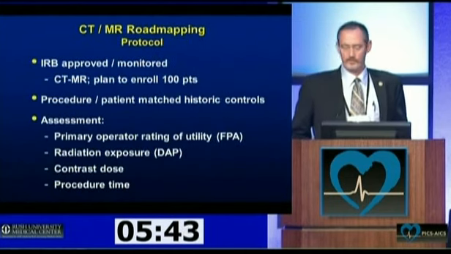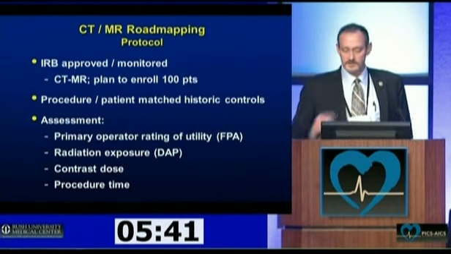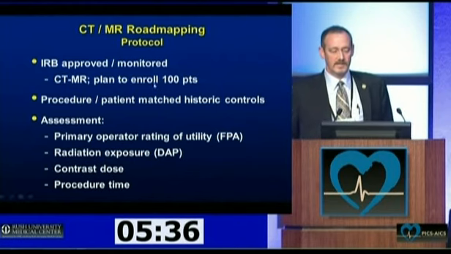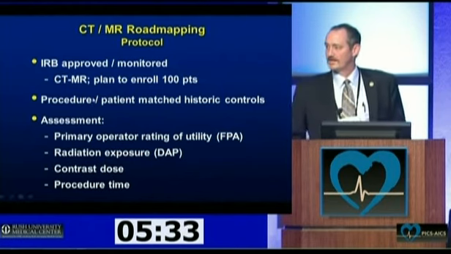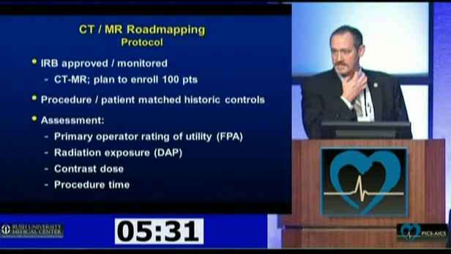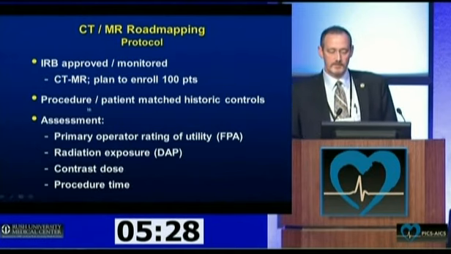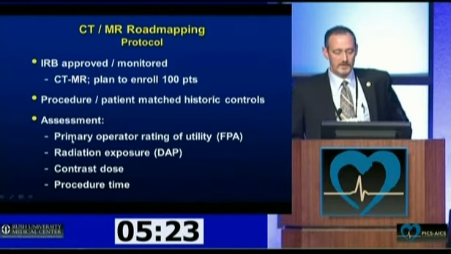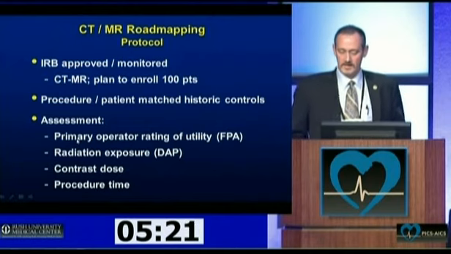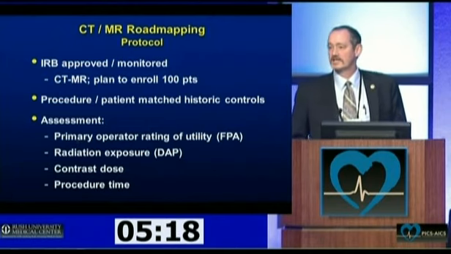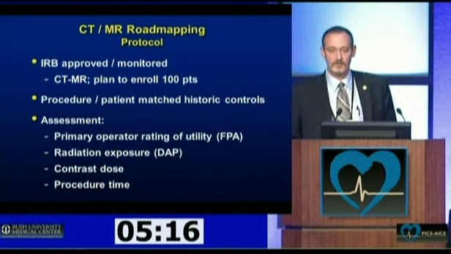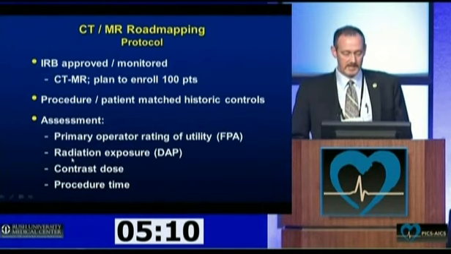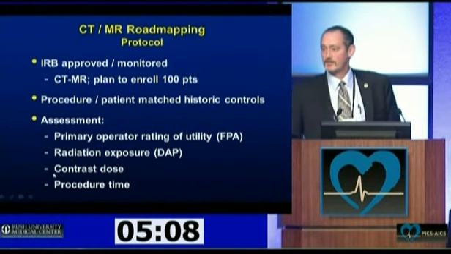Here I'm just going to step through our experience so far. This is an IRB approved and monitored study, and we're looking at this specifically. We've got 100 patients that we plan to enroll, for both CT and MR overlay. What we're planning to do is compare our procedural results with those of patient-matched historic controls. In the assessment, first off, there's a primary operator rating of the utility, basically compared to having just fixed plane angiography by itself, so fairly subjective, admittedly. We'll also look at radiation exposure, contrast dose, and procedure time.